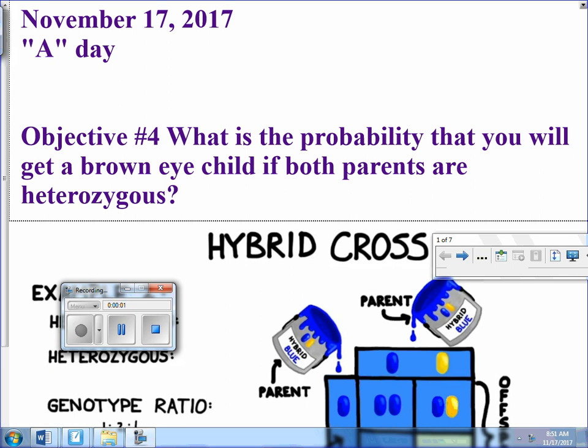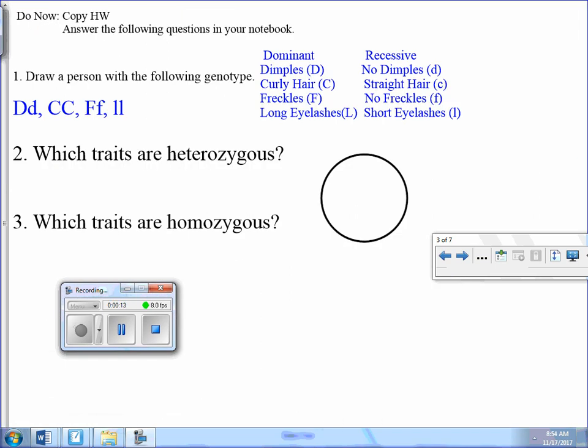November 17, 2017. It's an A-Day. Objective 4: what is the probability that you will get a brown-eyed child if both parents are heterozygous? Okay. In your notebooks, you are going to answer these questions.